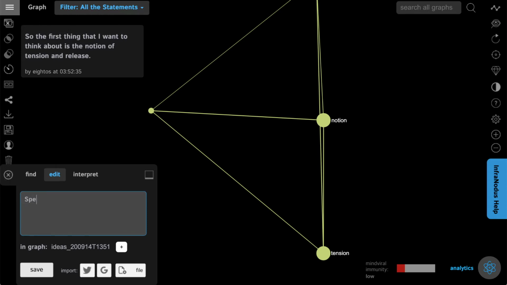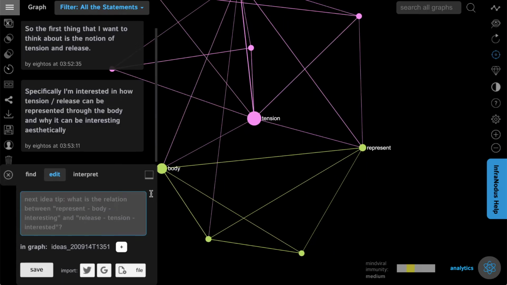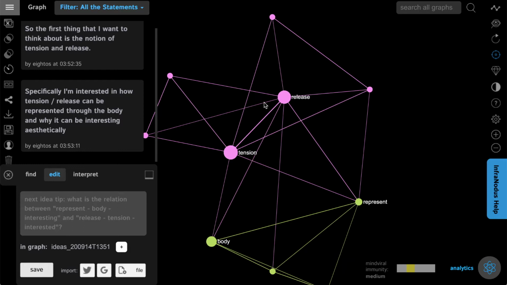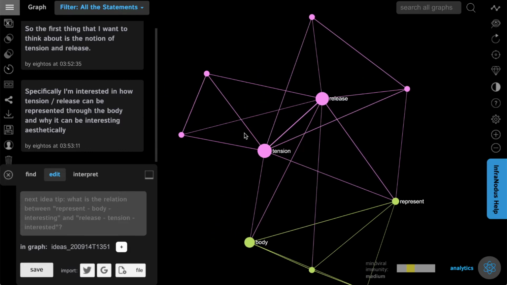I can add more ideas. Specifically, I'm interested in how tension release can be represented through the body and why it can be interesting aesthetically. See, when I add more ideas, we have the new words that pop up.